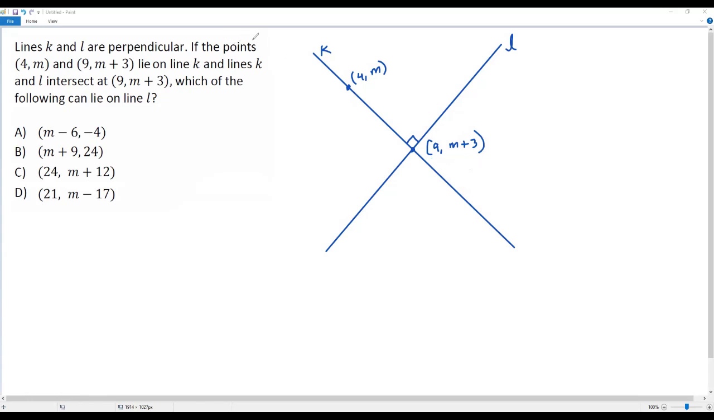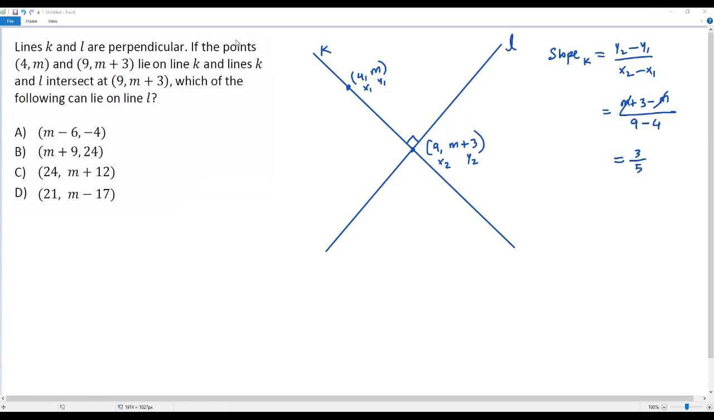Now let's find the slope of line K using the 2 points we have on line K. Let me consider this is (x1, y1) and this is (x2, y2). When we have 2 points on a line, there is a formula to get the slope. The slope of line K equals (y2 - y1) divided by (x2 - x1). Here y2 is m+3 and y1 is m, and x2 is 9 and x1 is 4, that is 9 - 4. Here m - m will cancel out. I'm getting 3 over 9 - 4, which is 5. Now I got the slope of line K.